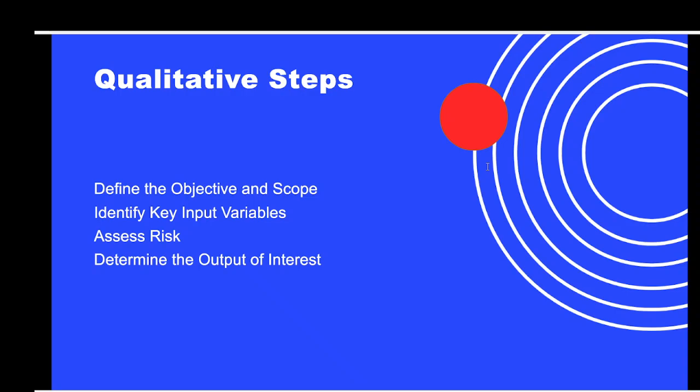Next is assessing the risk. So we see that when we identify the key input variables, we also have to determine the risk or types of uncertainty involved. This is because there can be lots of variability and maybe some lack of precise data.